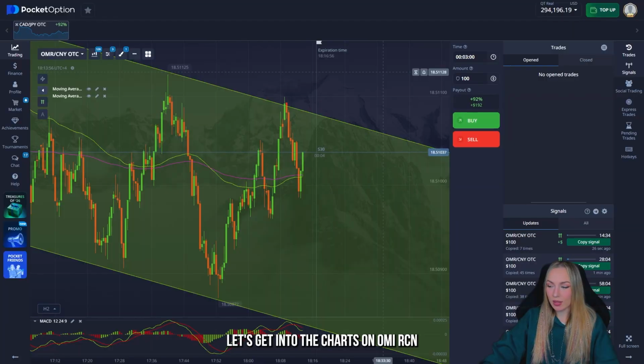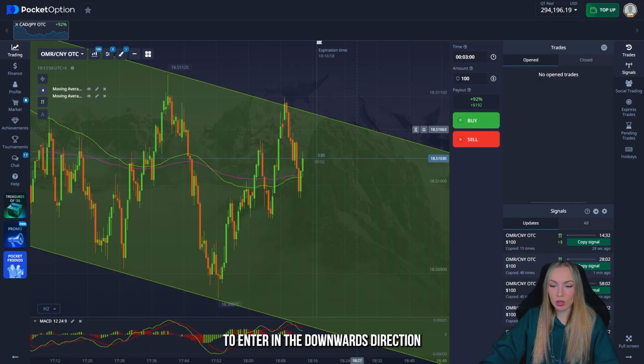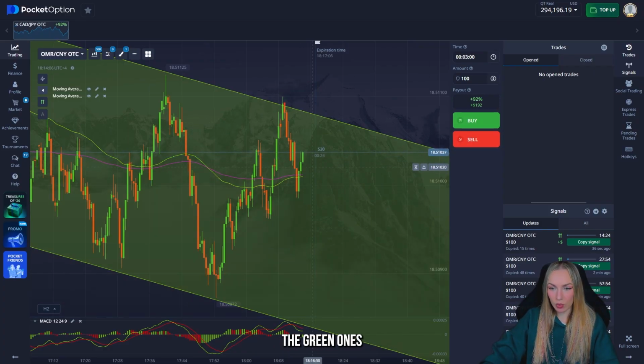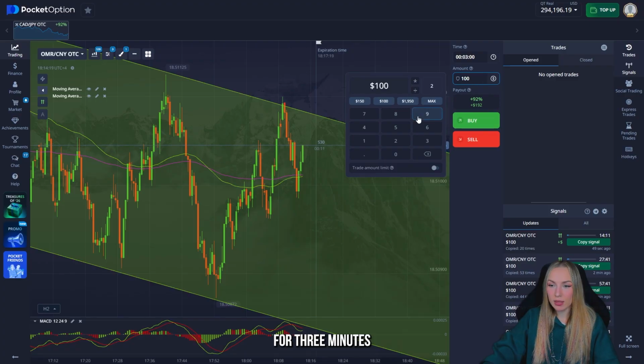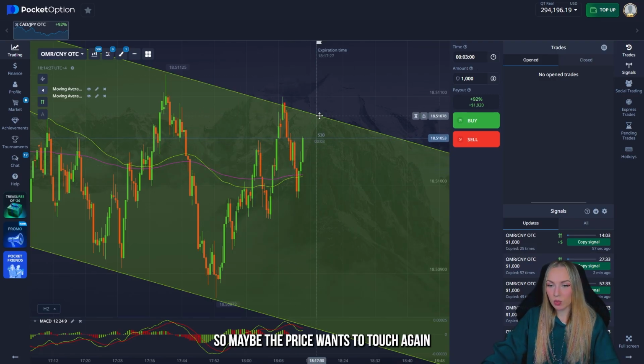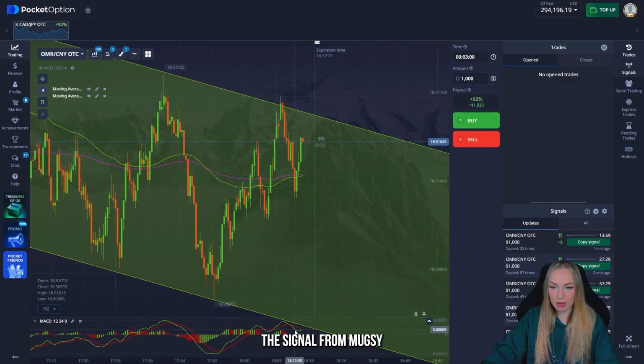On OMR CNY just formed a perfect signal for me to enter in the downward direction. I don't like these candles that are forming right now, the green ones. I'm waiting for the confirmation candle, the red color, the bear candle, and then I can enter here for 30 minutes with $1,000. So maybe the price wants to touch the resistance line again, but I already received the signal from MACD.